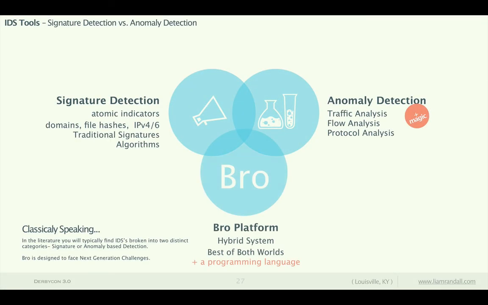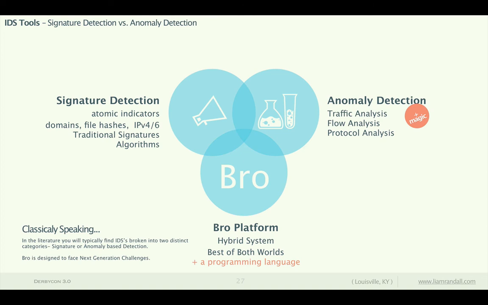So when we consider traditional intrusion detection systems, let's take a step back and just look at it from a very high level. Classically speaking, if you read the academic literature, if you study this professionally, you'll find that usually IDSs are broken down into two distinct and separate categories. You've got your signature-based IDSs and your anomaly-based IDSs. Your signature-based detection are the things that you typically think about. This would be like Snort rules or atomic indicators of bad things, bad domains, bad file hashes, bad IPv4, v6 addresses, and so forth. Anomaly detection is defined somewhat differently depending on where you check, but I think that it generally means that you're going to use things like traffic analysis, flow analysis, and protocol analysis with a little bit of magic and special sauce to sort of determine when things are different on your network.